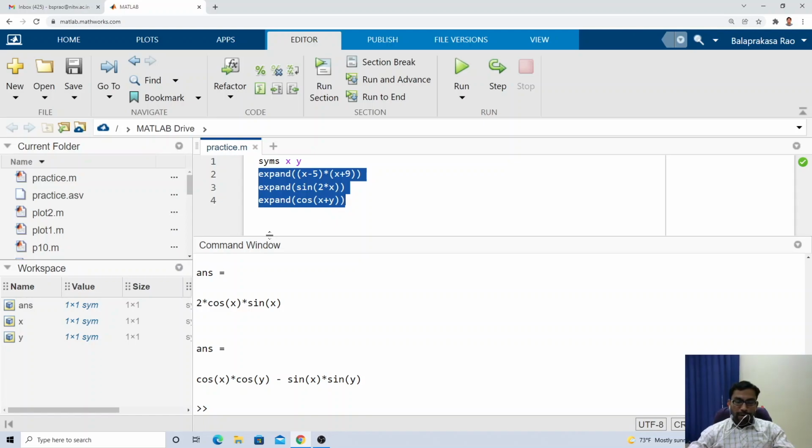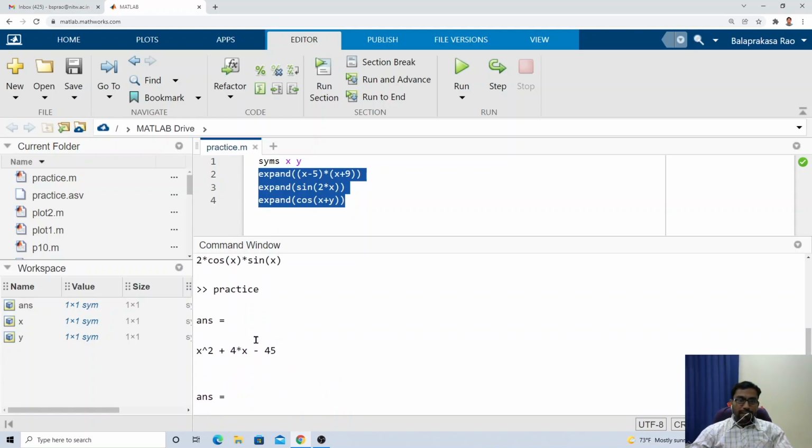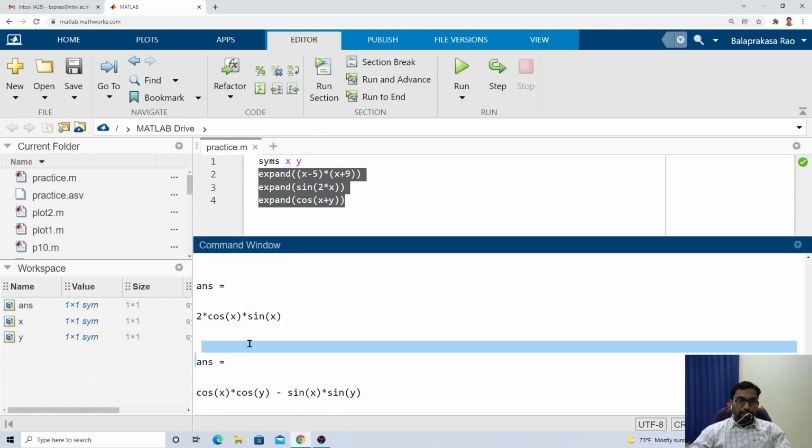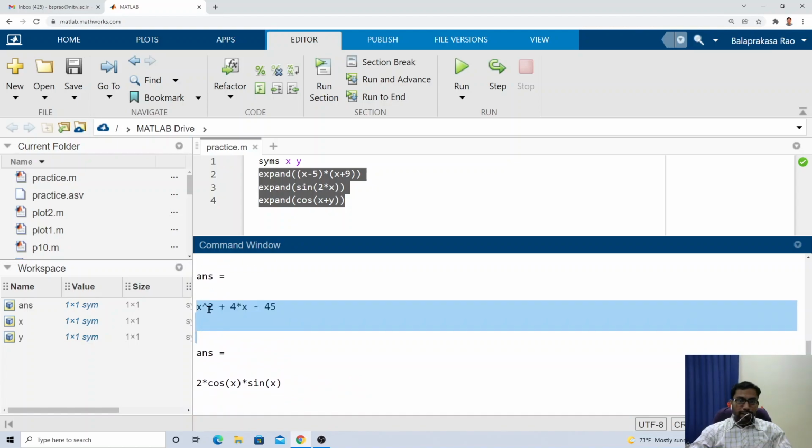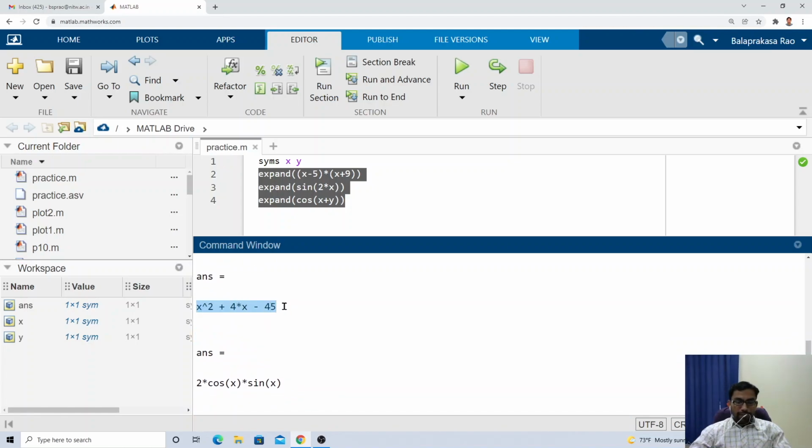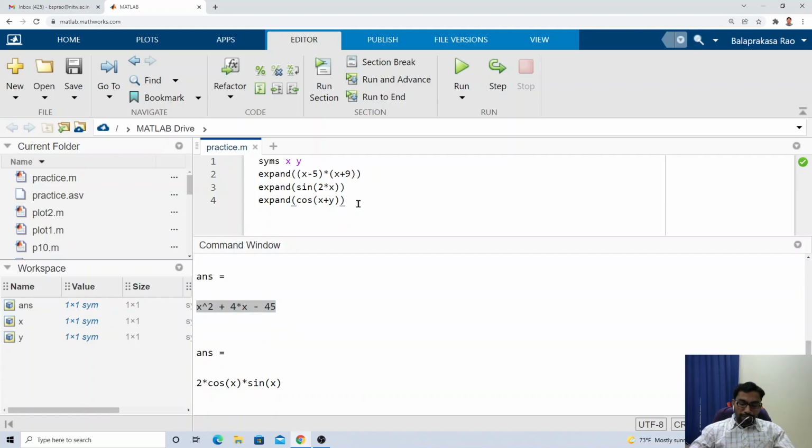In addition to this expand function, Matlab supports two more functions called factor and simplify. What are factor and simplify? Let us give this x square plus 4x minus 45 to factor. Then what will factor give? You see what it will give. What is this? This is the result of x minus 5 times x plus 9. Now let me factor and let me show you what it will return.